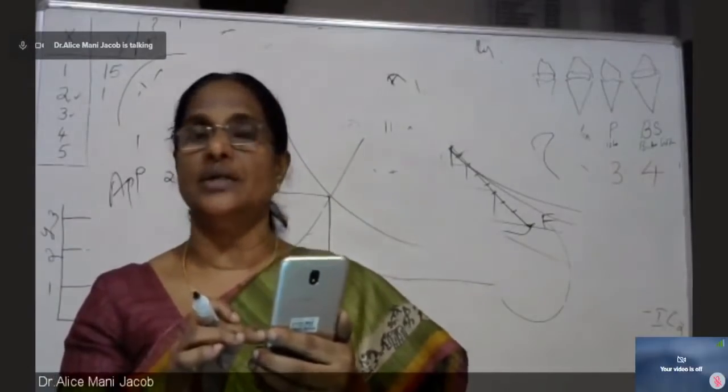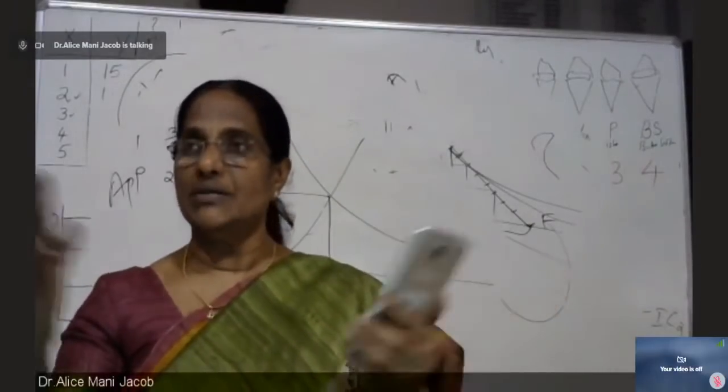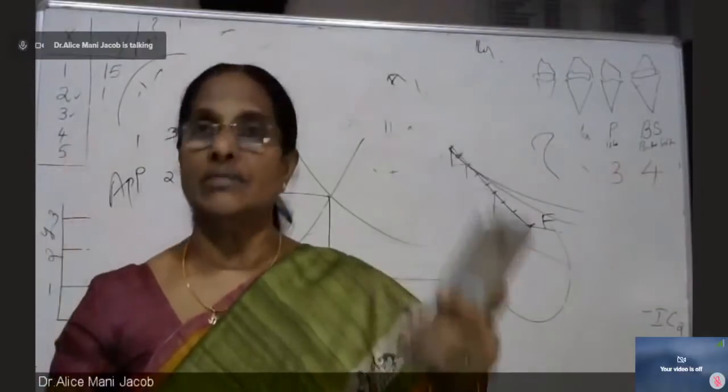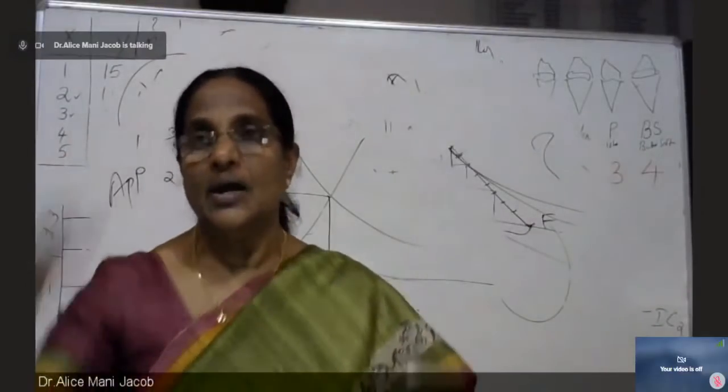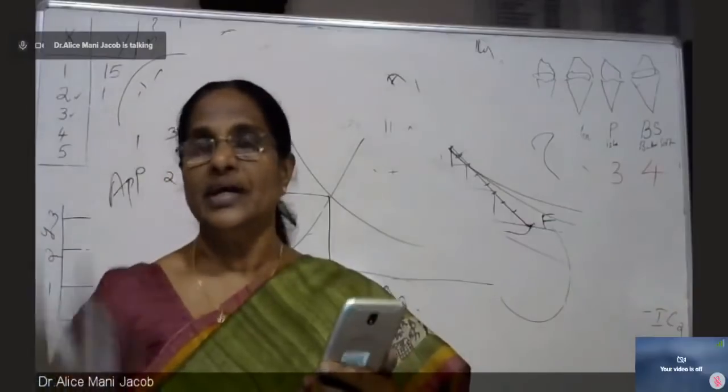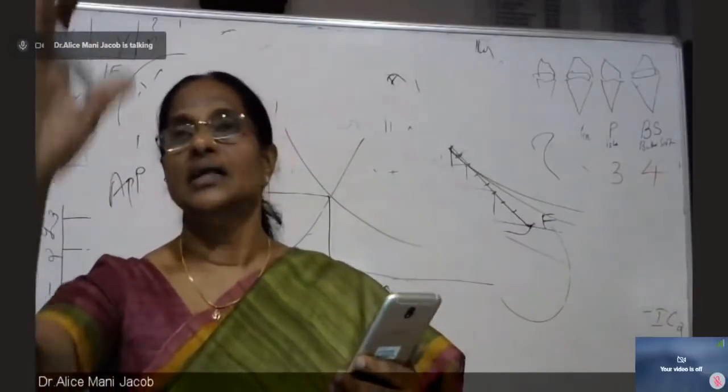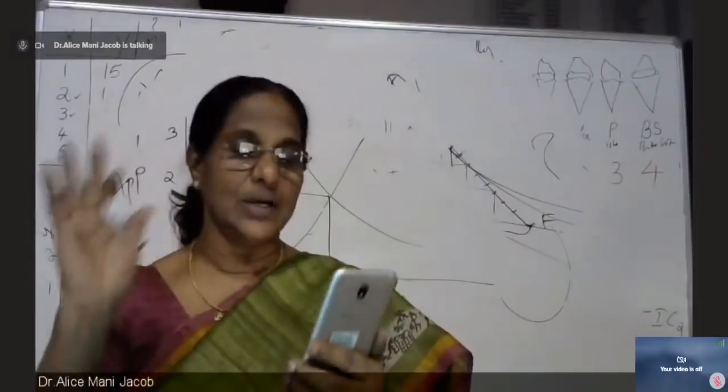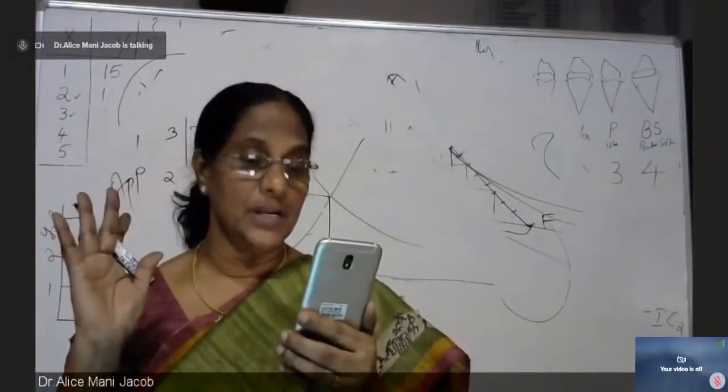At equilibrium price and quantity, there is no excess supply. Whatever is demanded is supplied. Whatever is supplied is demanded. Okay? You make 100 cups of coffee, sell it at 10 rupees. 100 people come and drink the coffee, then you are at equilibrium.